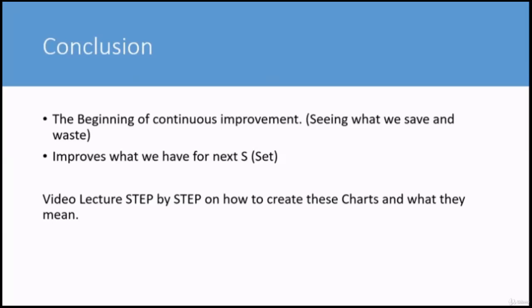So, to conclude, this is also known as the beginning of continuous improvement, basically seeing what we save and seeing what we waste. This also improves what we have for our next S, which is set. Anyway, there's a video lecture step by step on how to create these charts and what they all mean and how the numbers affect them.